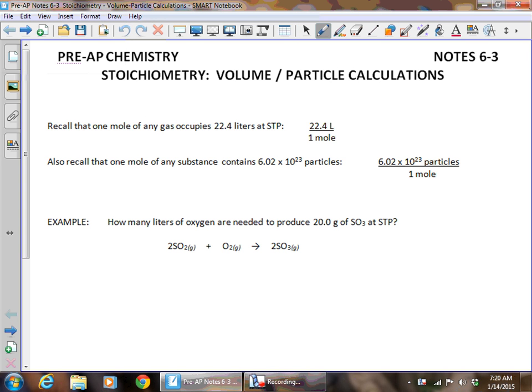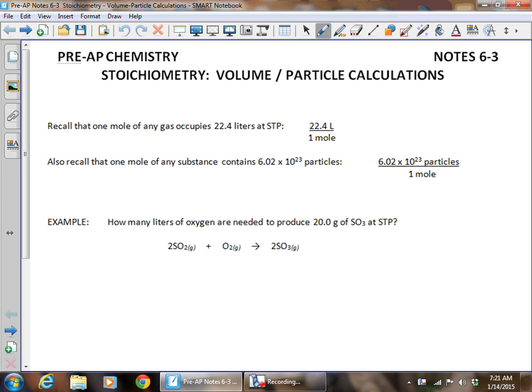We're going to continue our discussion of stoichiometry problems today by adding in two more conversion factors that we've used before. In the last video, we talked about using molar mass as a conversion factor. Well, this time we're going to add in two familiar ones.